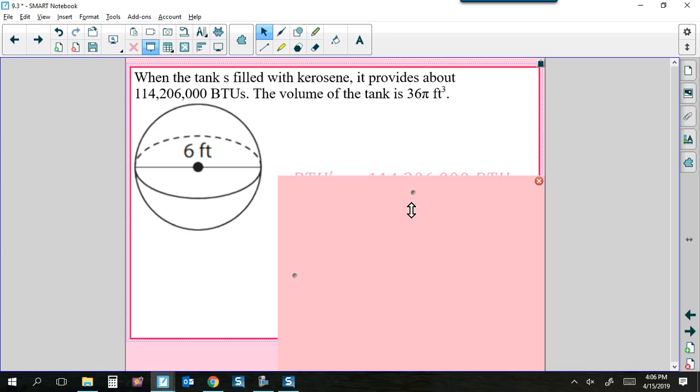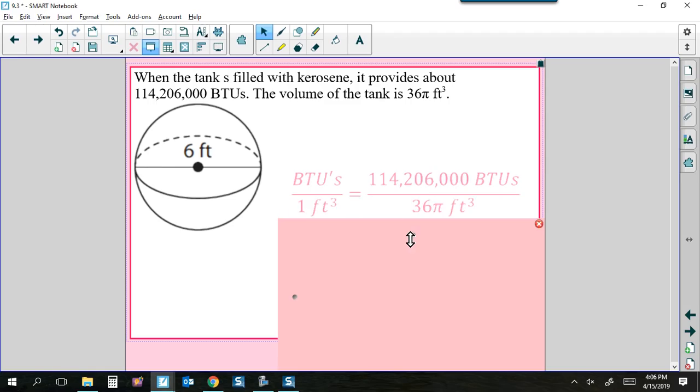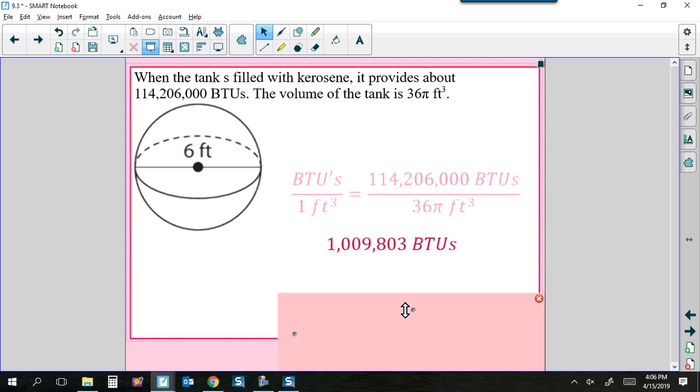All right, you should have taken that 114,206,000 BTUs and divided it by that volume you found in the last problem, and found that we have 1,009,803 BTUs in this tank of kerosene.